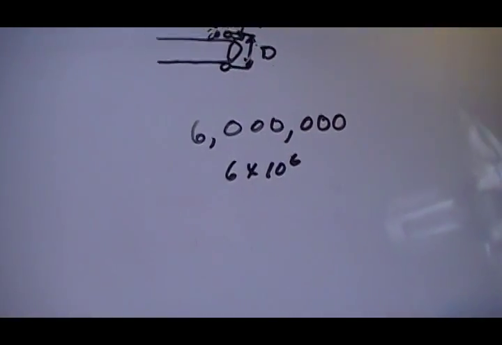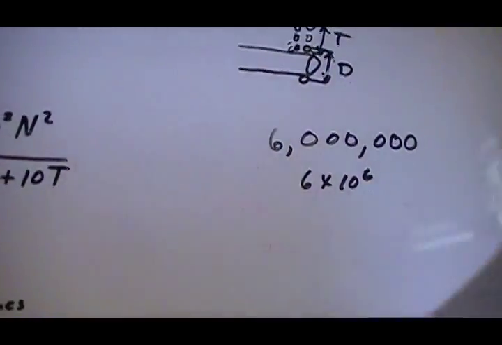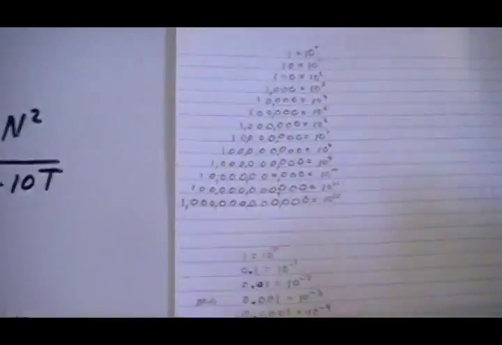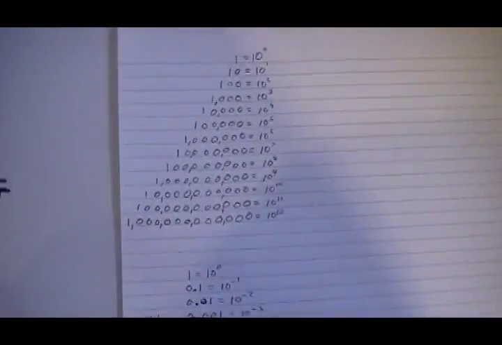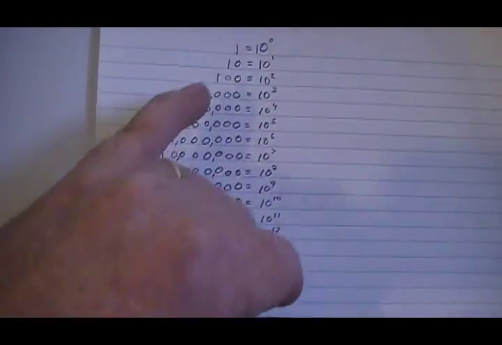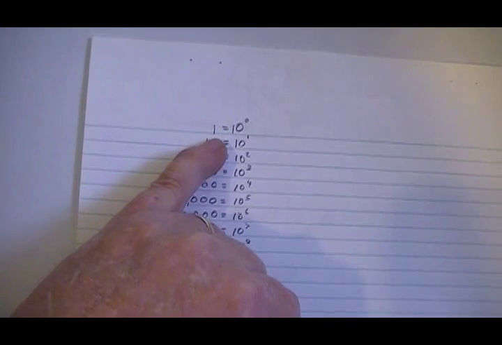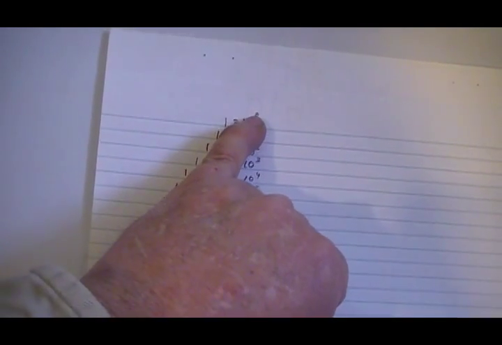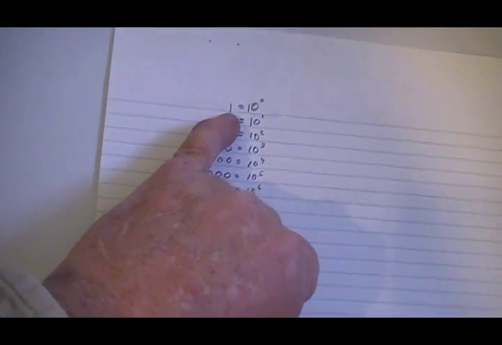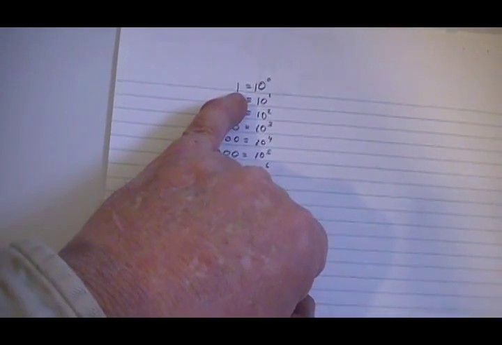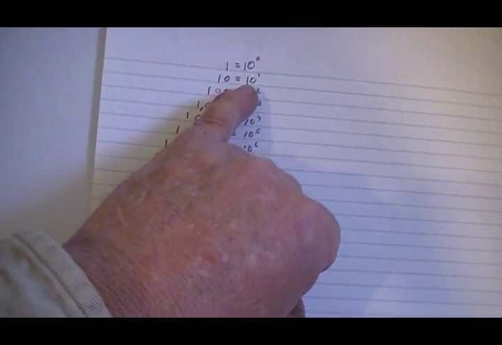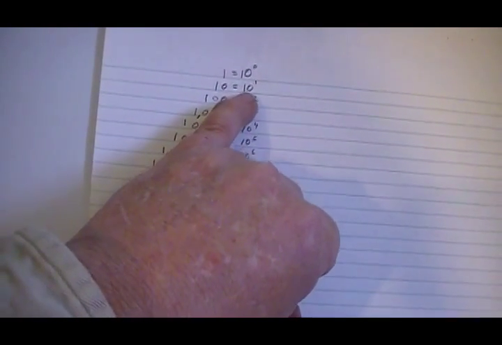I'm trying to rush through this, but the thing I wanted to show you was that you can work out this to this really easily with a chart I made, and it's a really simple chart. You start with 1. 1 equals 10 to the 0. What that means is 10 raised to the 0 power equals 1, no zeros after it, it's just 1. 10 itself is 10 to the first power.